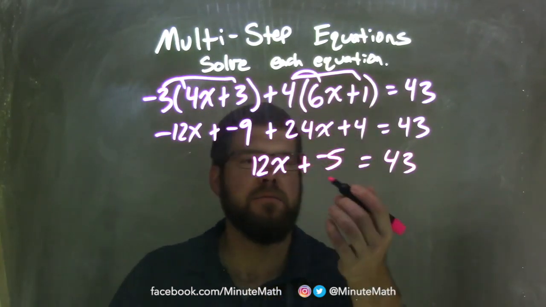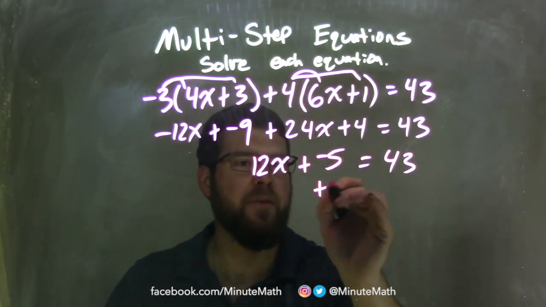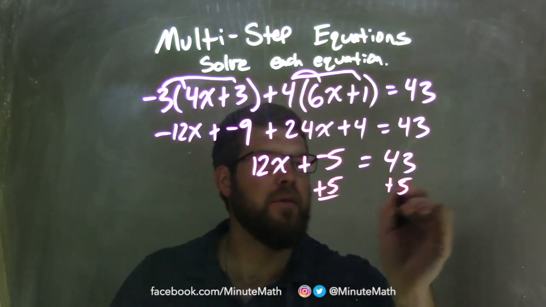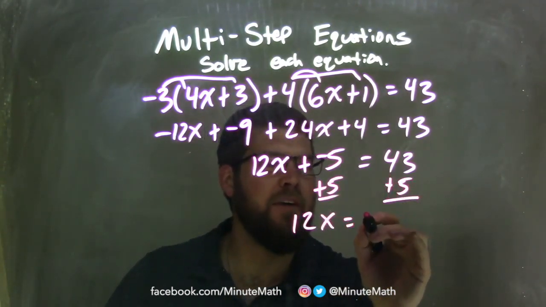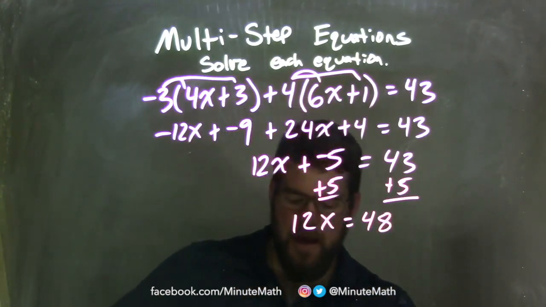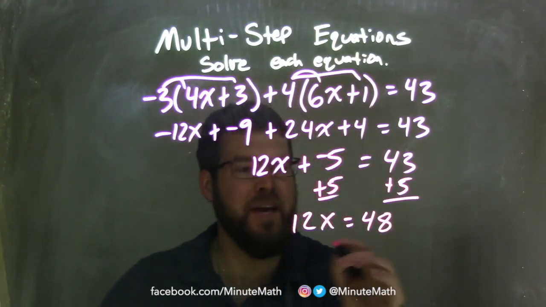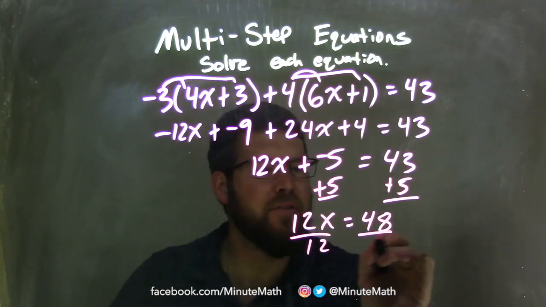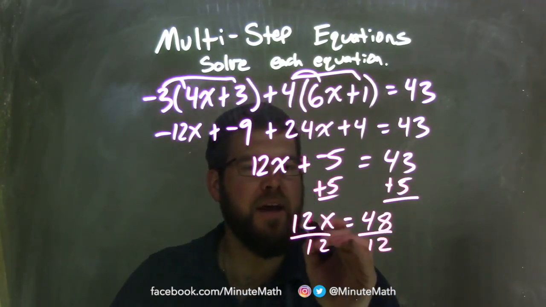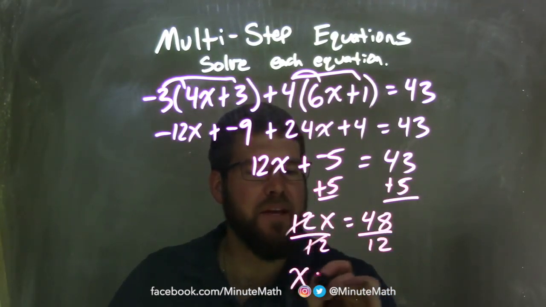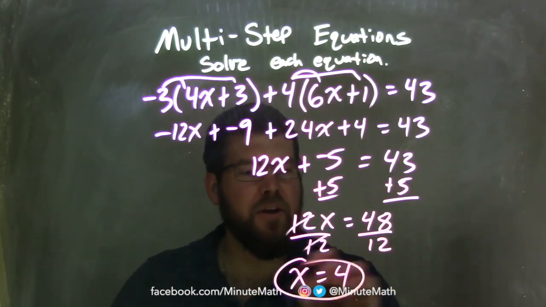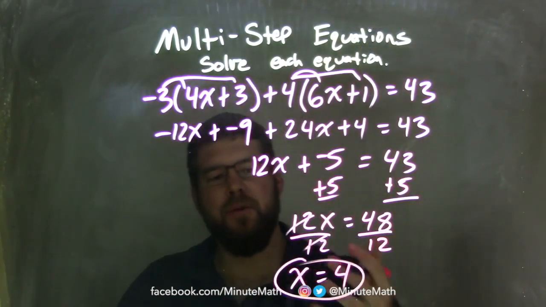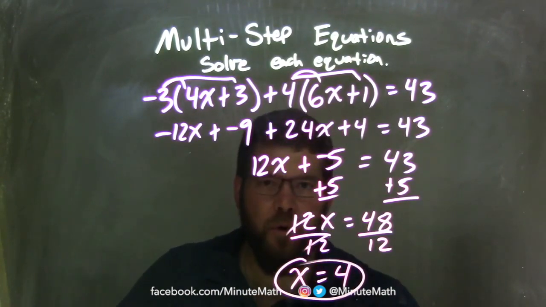Well, now I need to do the opposite of that subtraction: add. So I'm going to add a 5 to both sides. That leaves me with 12x equals 43 plus 5, which is 48. Okay? And how many times does 12 go into 48? Well, let's find out. We divide by 12 on both sides, and then the 12's cancel. That leaves me with x equals 48 divided by 12, which is just 4. And so my final answer here, for this huge complicated problem, is x equals 4.